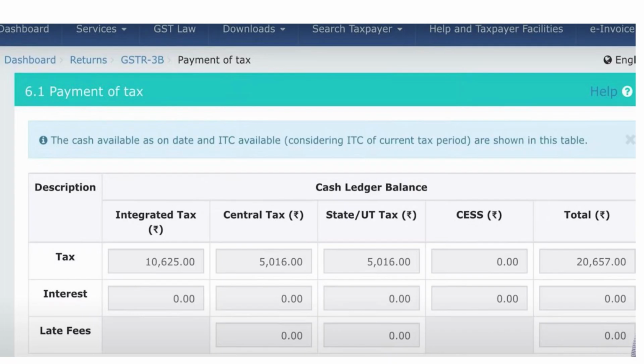Let us see this by example. This we have explained and all that. Let us see this example, sir. This is as per payment of tax portal. What is this, sir? This is cash ledger. Cash ledger में क्या है? Tax में ये पड़ा हुआ है. Total कितना है, sir? Around 20,657. We have in the cash ledger balance.